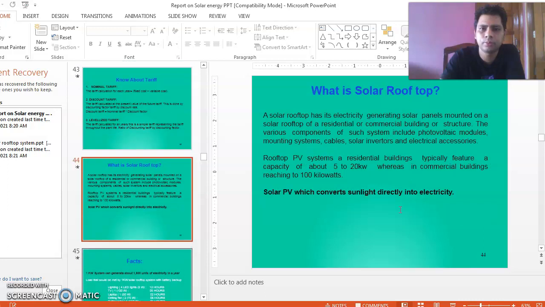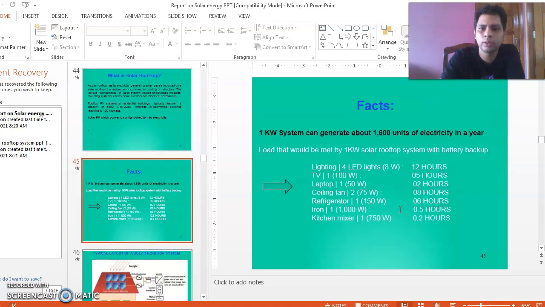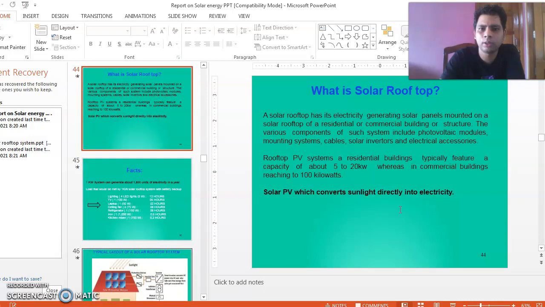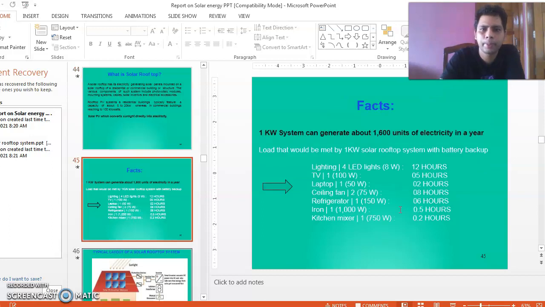Solar rooftop systems come from 1 kilowatt to generally 20 kilowatt in homes. In commercial it is up to 1.2 megawatts. So 1 kilowatt system can generate 1600 units. In this we can run these appliances here.